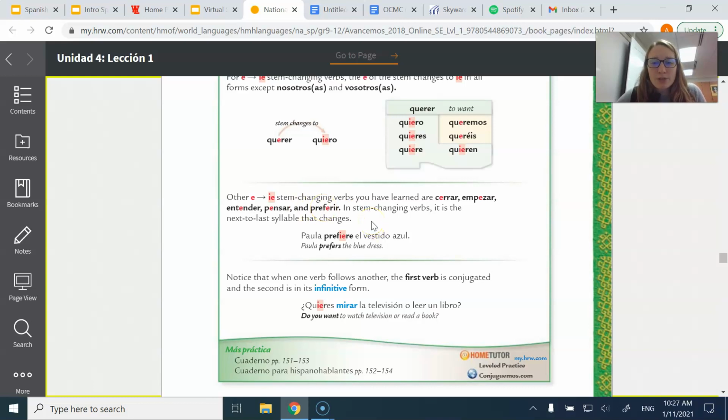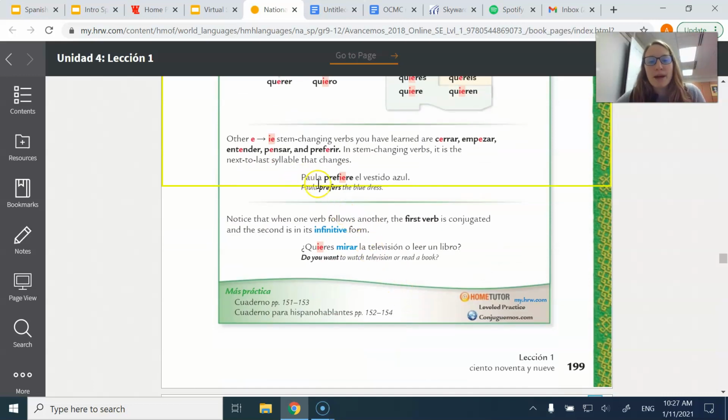In stem changing verbs, it is the next to last syllable that changes. So second to last. So you see here, cerrar. There's two, so this is the second to last. Empezar. This would be your second to last syllable. Entender, second to last. Pensar, second to last. And preferir, second to last.